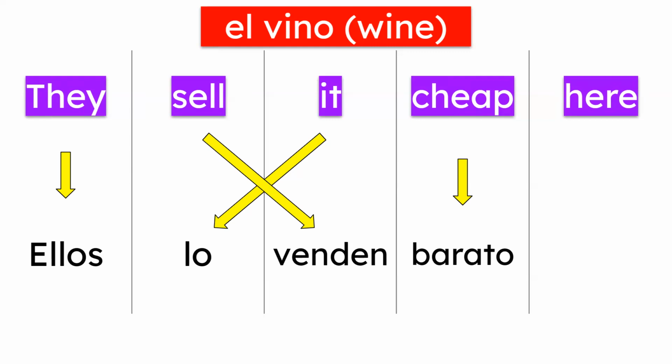And here, the opposite of there. Here is aquí. Ellos lo venden barato aquí. Did you know that? They sell wine cheap here. They sell it very cheap here. Ellos lo venden barato aquí. Okay, now it's your turn to read this sentence.